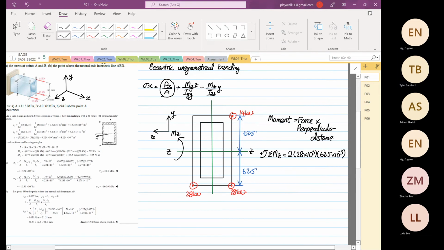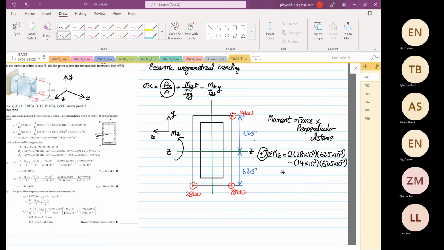Then the 14, if you look at the 14, it's going to generate a different direction moment, right? It's going to go against the positive, so it will be negative 14 times 10 to the power 3. And then again 62.5 times 10 to the power minus 3. So moment about Z will be equal to 2 times 28 times 10 to the power 3 times 62.5 times 10 to the power minus 3 minus 14 times 10 to the power 3 times 62.5 times 10 to the power minus 3.